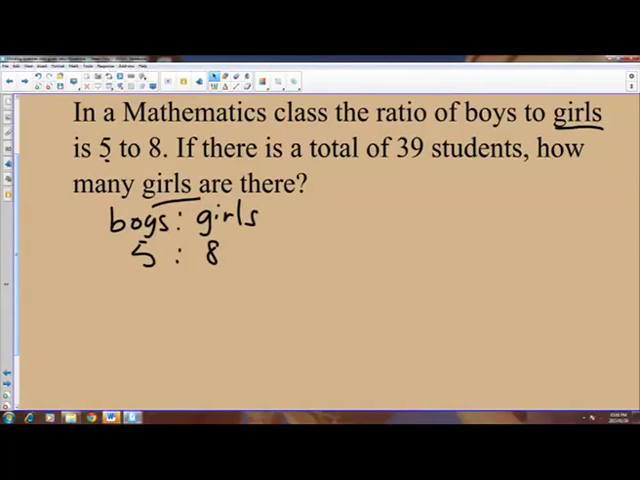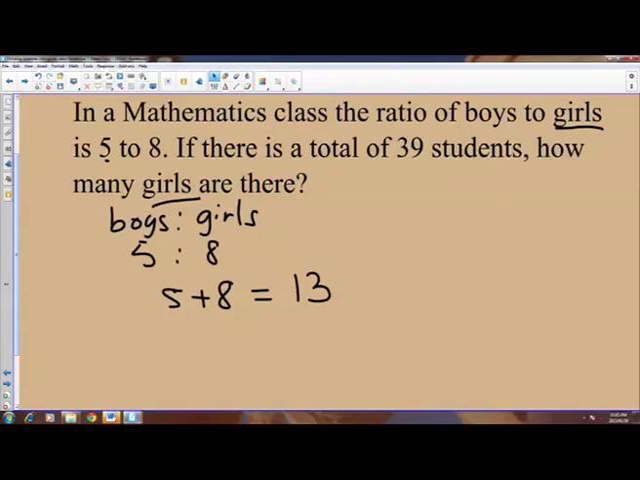Now, what is the total number of ratio? The total number of ratio is 5 plus 8. And then 5 plus 8 giving us 13. So the total number of ratio is 13. Now the question says, if there's a total of 39 students, how many are girls?